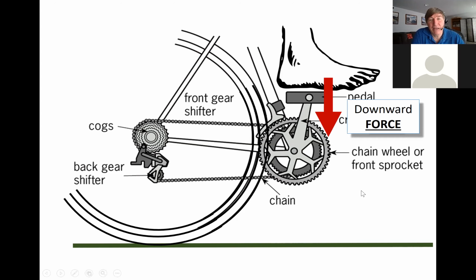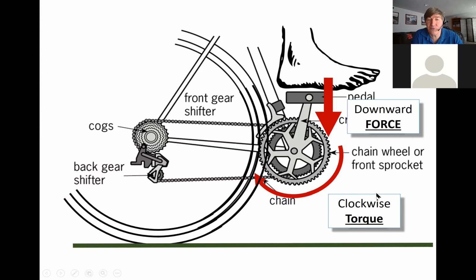Okay, so the force, or let me rephrase that. The foot is going to exert a force, because what you're going to do is push down on the pedal. So that's a linear force, so it is legitimately called a force. The downward force of the foot is going to cause a twisting force on the shaft here, and the amount of that twisting force can be different and will be different depending on a bunch of things.